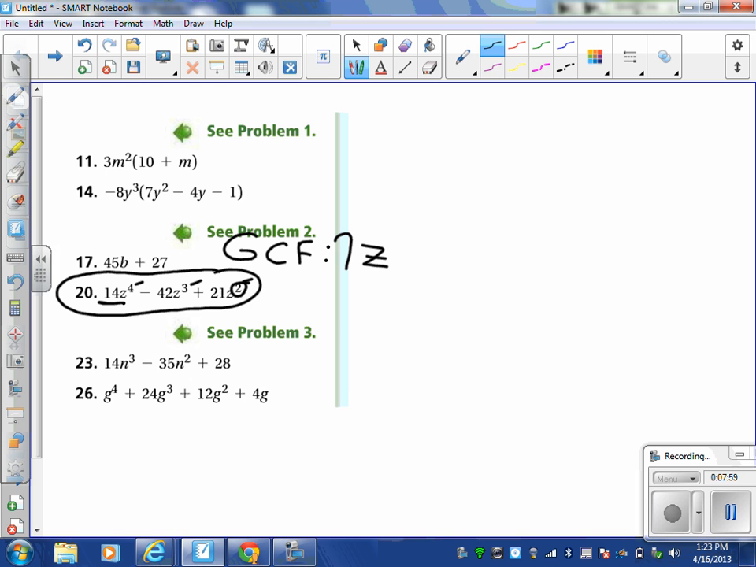It's the smallest number of all three numbers. That gives you the greatest common factor. There's 2 z's here, there's 3, and there's 4, but each one has 2 z's. So then this is my greatest common factor.